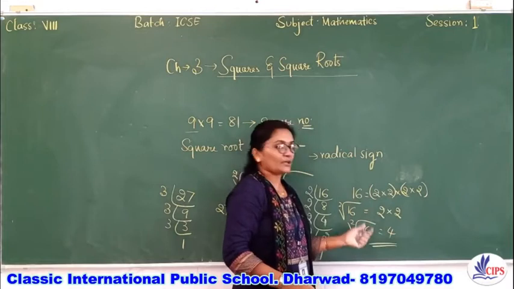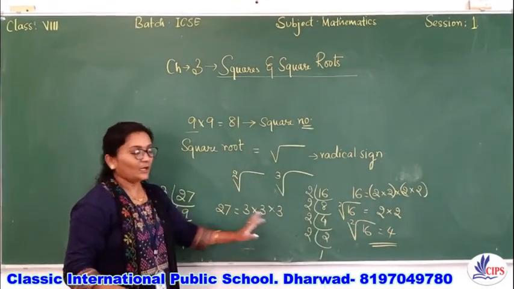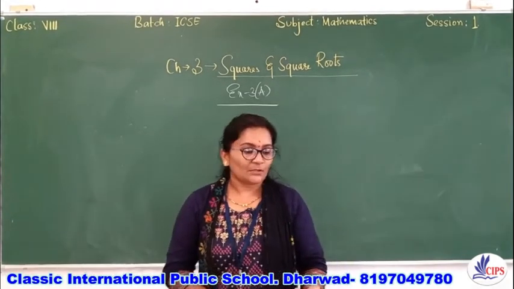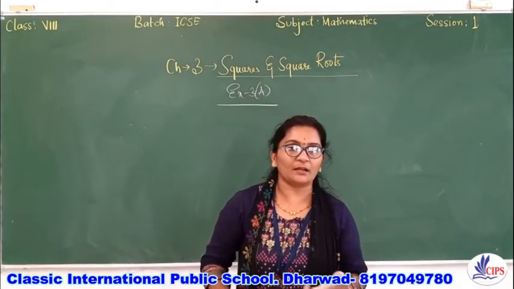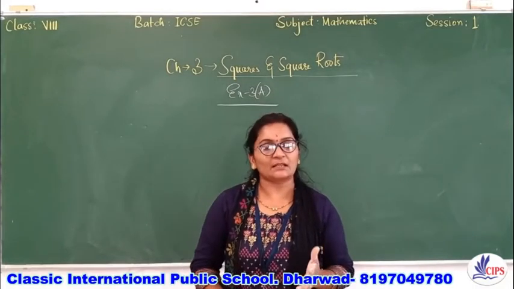So 16 is called a perfect square number, whereas 27 is not called a perfect square number. Did you understand the difference? Yes. So I hope everybody has understood the meaning of square, square root and perfect square number. So let us begin our exercise 3A.